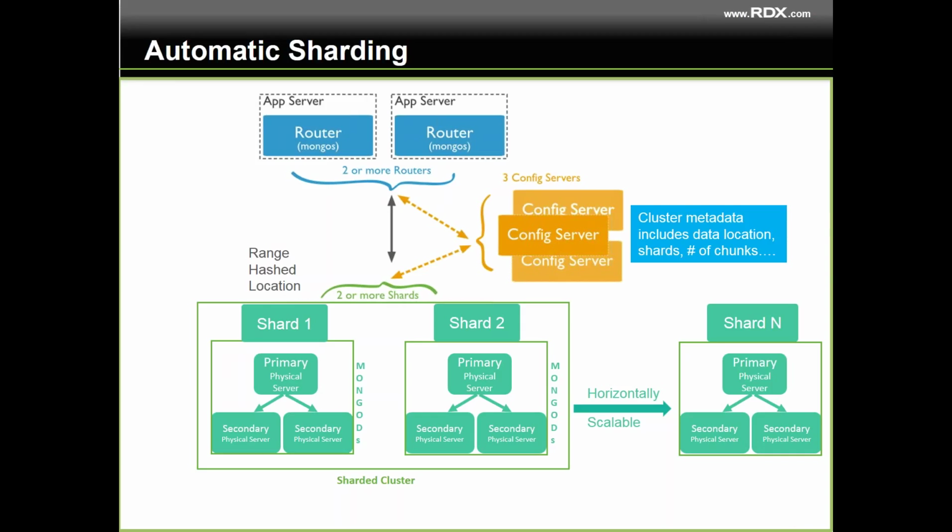MongoDB provides a balancing process which is used to keep the shards evenly balanced with data, so we don't have one shard that has more data than another. Since MongoDB tracks the location of the documents based on the shard key, it knows which shard to go to get the data you're looking for.